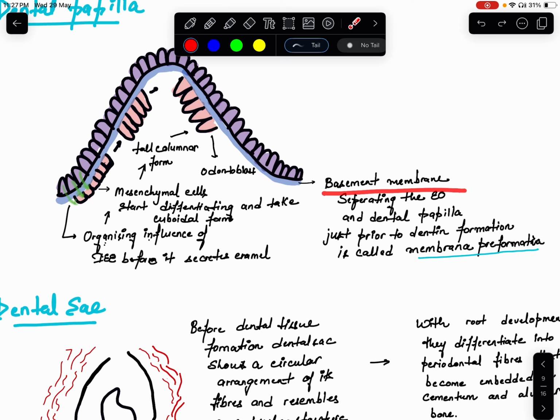There is a basement membrane separating the enamel organ and the dental papilla, and just prior to dentine formation, this is called the membrana preformativa.